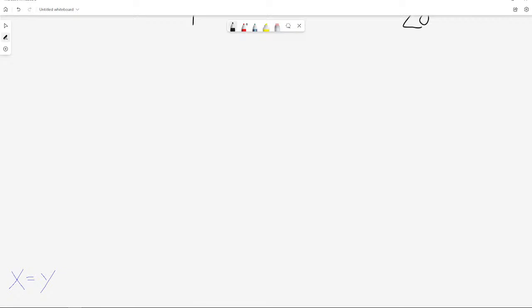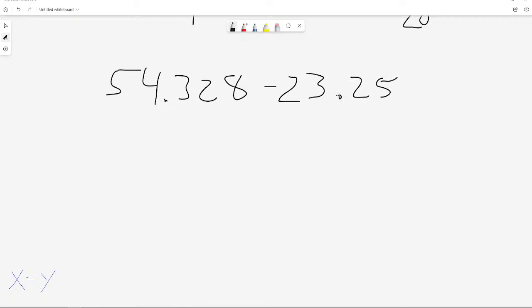Now let's do some subtraction. So if we have something like 54.328. If you want to say it the right way, you'd say 54 and 328 thousandths. Or you could just say 54.328 minus 23 and a quarter. 23 and a quarter in decimal form. Boom.